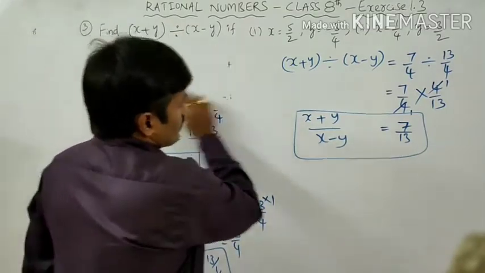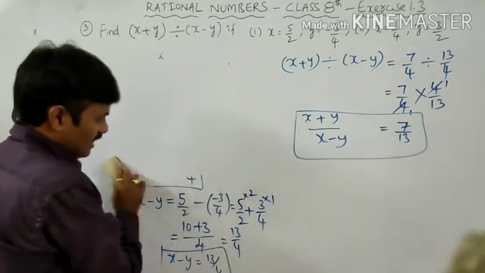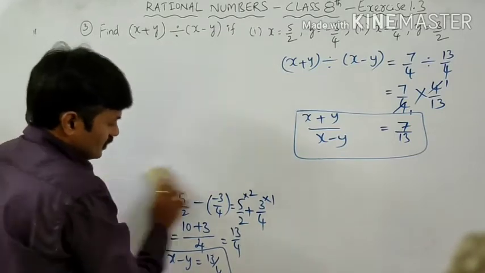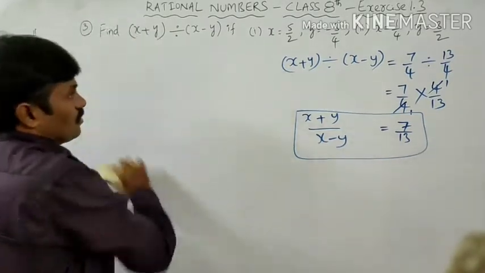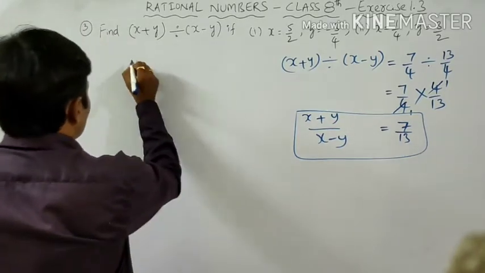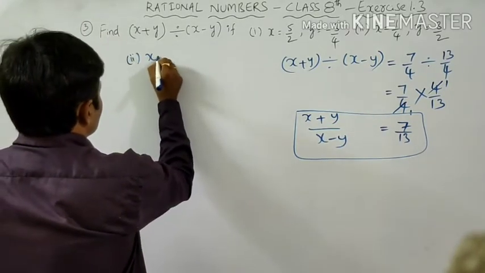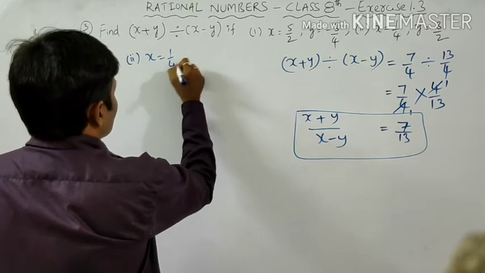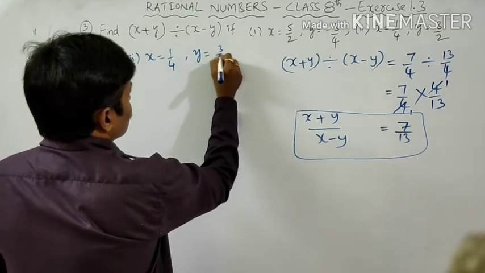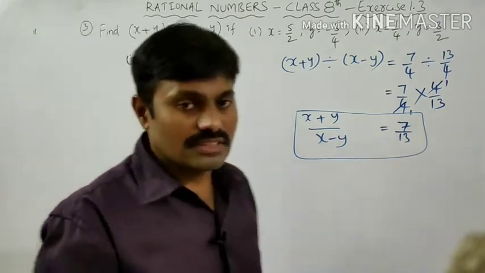So now the second one is: keep pause and write the solution. Now the second one: here x is equal to 1 by 4 and y is equal to 3 by 2.